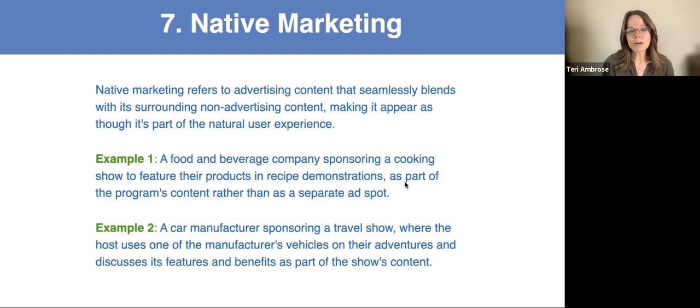And then native marketing, here's another type of digital marketing, which is also traditional marketing too. This kind of covers both of them. Native marketing is marketing that doesn't look like marketing, ads that don't look like ads. They look like they belong there. So example number one, a food and beverage company sponsoring a cooking show to feature their products in recipe demonstrations. So you don't have an ad spot there. Say the products are, you know, Jenny's seasoning.